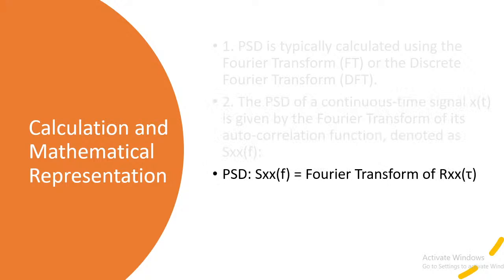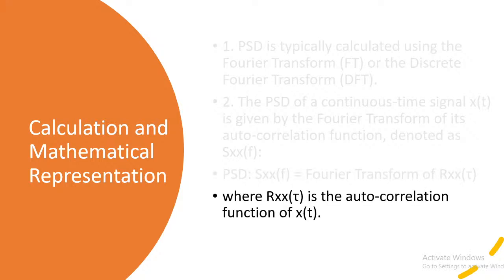So the PSD is equal to the Fourier transform of the autocorrelation. Take the autocorrelation, take its Fourier transform, and that gives you the power spectral density. So first you have to take the autocorrelation of the signal, Rxx. Rxx is the autocorrelation of the signal. From the autocorrelation, you will find the power spectral density.